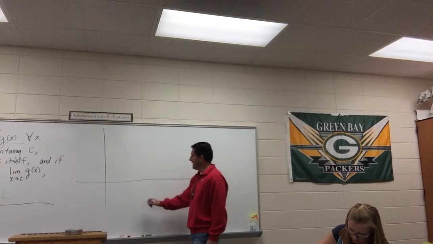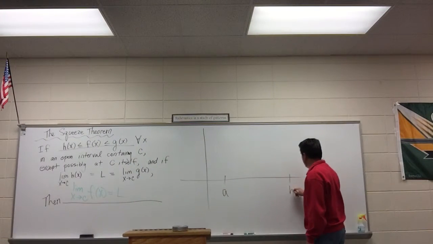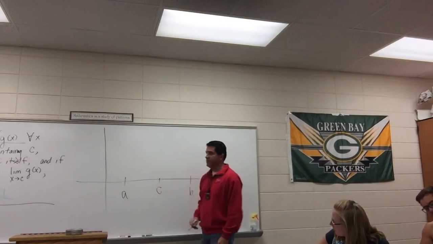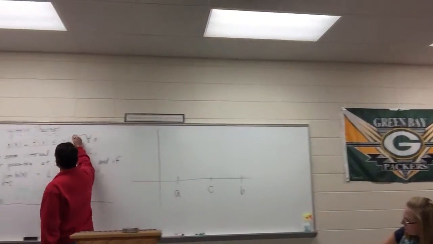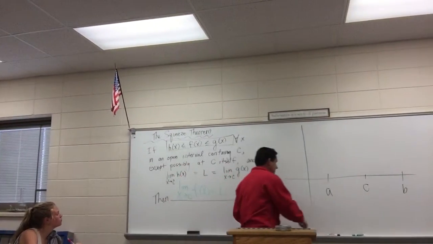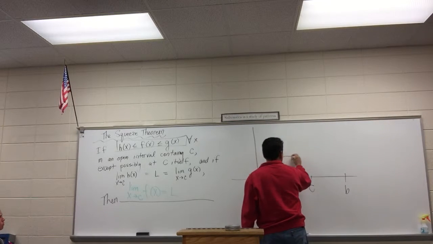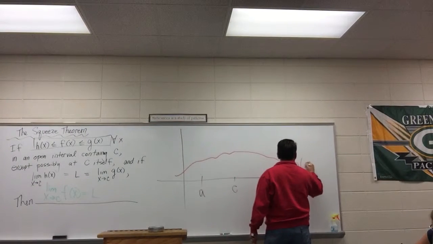Okay, so I've got some interval. I'll go from here to here. That's my interval on x, and there's some random c value inside here. And then this is supposed to be true. So this is how you interpret this. You say, okay, I've got some h of x, and it looks like this, whatever. This is my h of x.